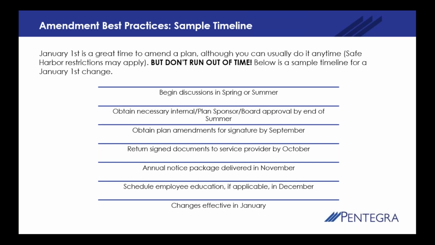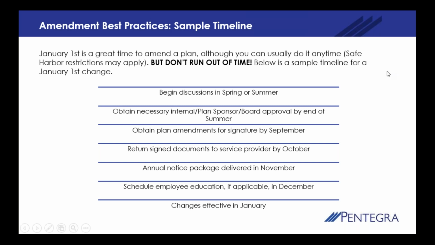So let me give you an example. Let's say I have a client who wants to change plan eligibility. They want to go from a 12-month waiting period to a 3-month waiting period because they want the plan to be more liberal and more attractive to employees. If they just decided to make that change in, say, October for a 1/1 effective date, they probably won't have enough time to get everything done that they need to.